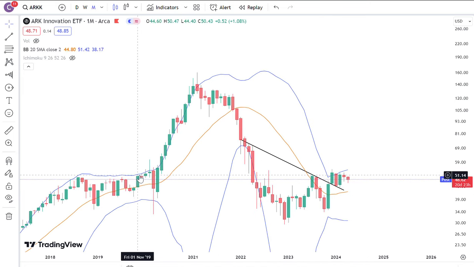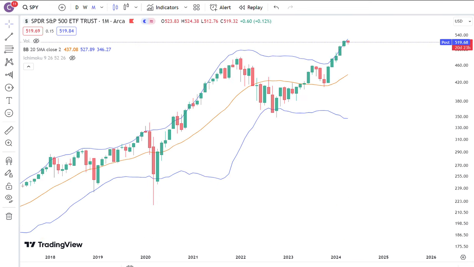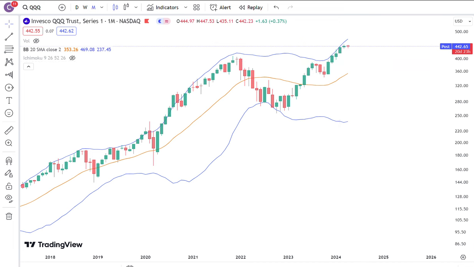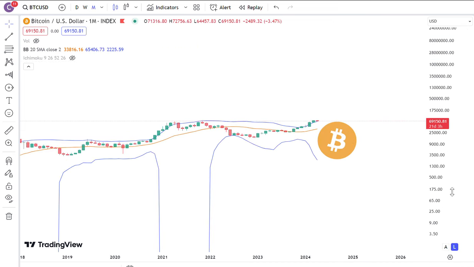over here, where things just went sideways, but it's trying to challenge up a Bollinger Band here soon, potentially. I'm actually not worried about the ARK fund as much as I'm worried about SPY and QQQ, that look like they might be a little bit overexpanded. I'm also a little bit worried about Bitcoin being a little bit overextended.